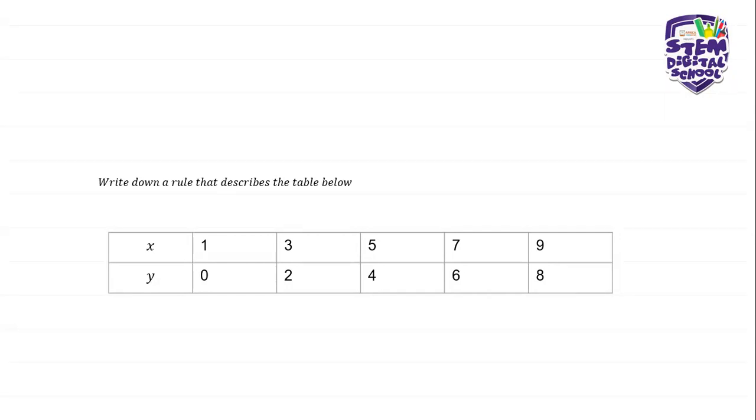Right, let's find the rule now. Remember how to find the rule? How you find the rule is that you need to find first the constant difference. Do you remember how do we find the constant difference? Right, the constant difference is found as follows. You'll have 2 minus 0. And what is 2 minus 0? That is 2. And then 4 minus 2.